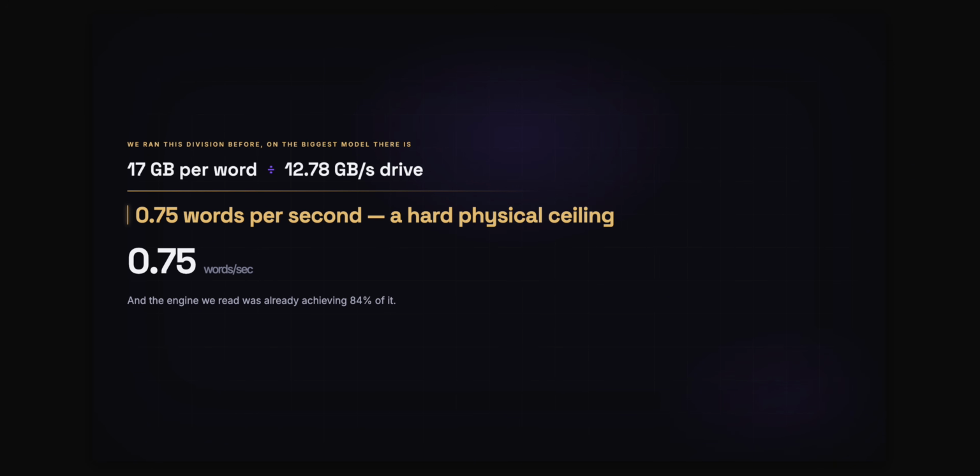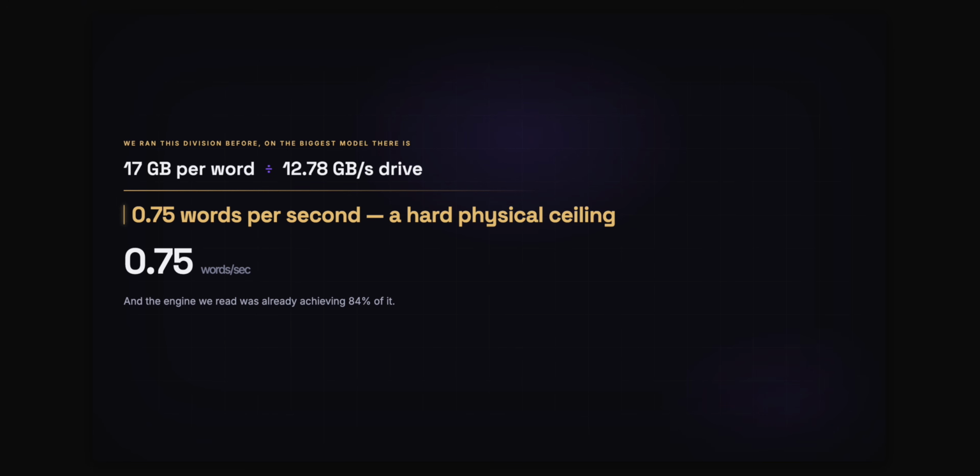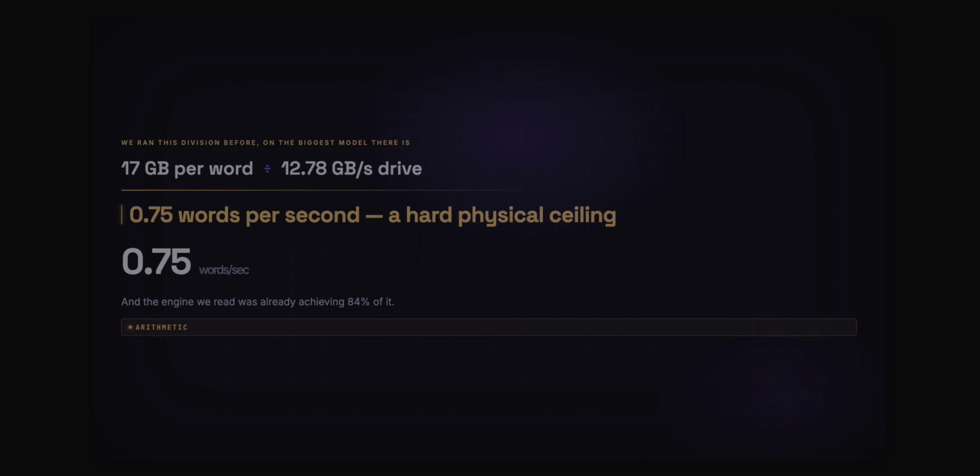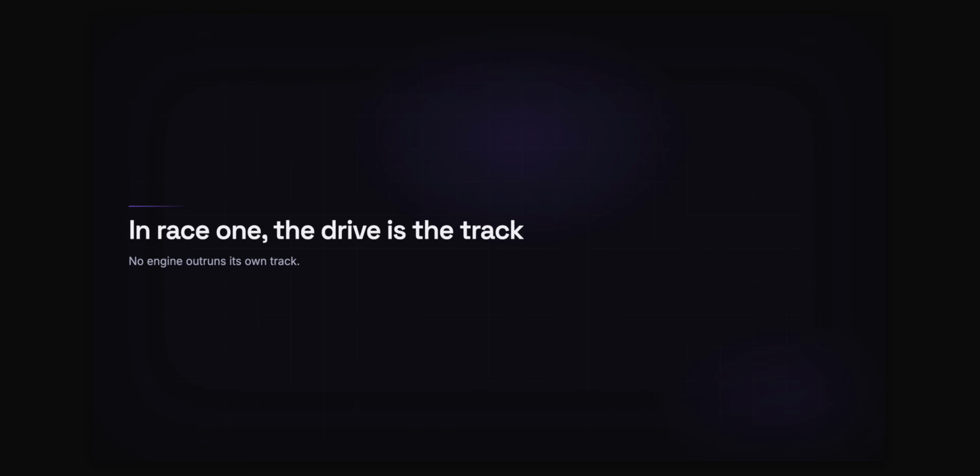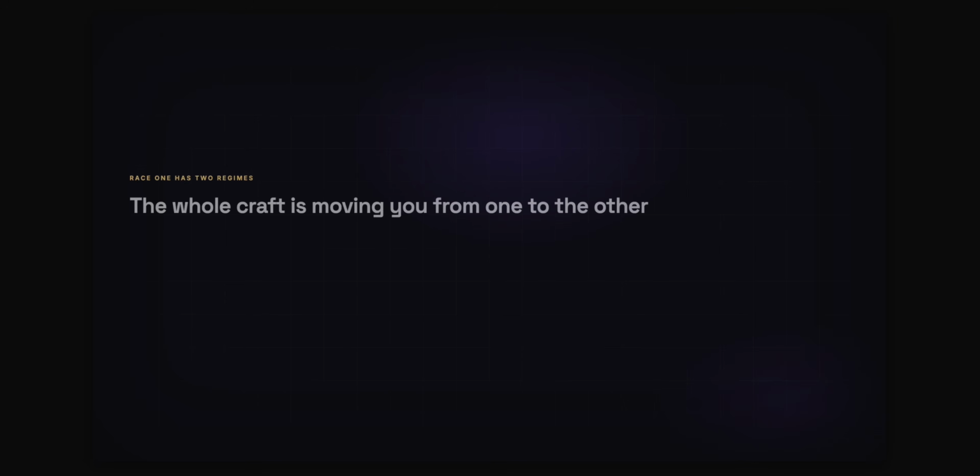On the biggest model there is 17 gigabytes per word against a 12.78 gigabyte per second drive, which gave a hard physical ceiling of 0.75 words per second. And the engine we read was already achieving 84% of it. In race 1, the drive is the track, and no engine outruns its own track. So how does anyone claim usable speeds?